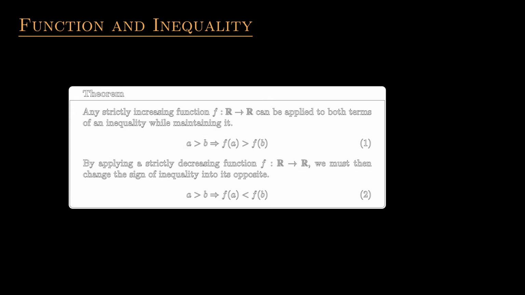So this is about applying a function to an inequality. Any strictly increasing function f, which maps from the real numbers to the real numbers, can be applied to both terms of an inequality while maintaining it. So if you have a greater than b, then if you apply f on both sides of the inequality, the sign of the inequality doesn't change. And similarly on the opposite side, if you have a strictly decreasing function, then if you apply it to the inequality, the sign just flips sides. So if you have a greater than b, it becomes f of a is smaller than f of b.